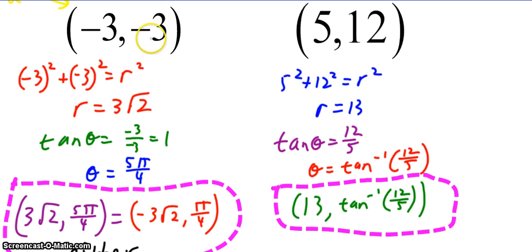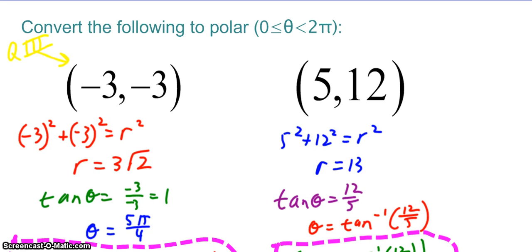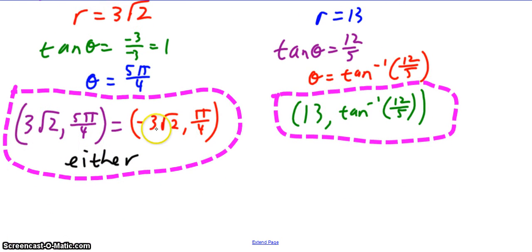I know, again, I can recognize if those two sides are the same, that I'm dealing with a 45-degree angle, but recognizing that it's in quadrant 3 means that theta is going to be 5 pi over 4. So the most straightforward answer is (3 root 2, 5 pi over 4). However, because the only restriction was between 0 and 2 pi, I could also use (negative 3 root 2, pi over 4). So either of these would be correct.